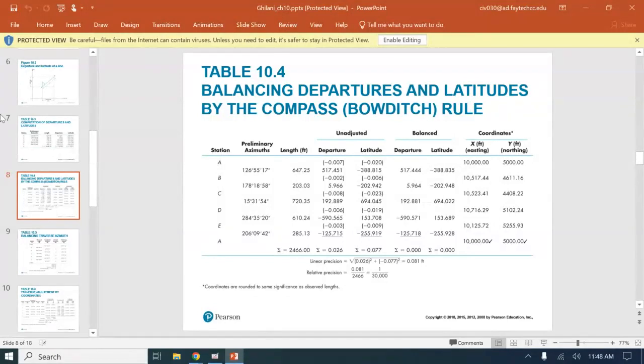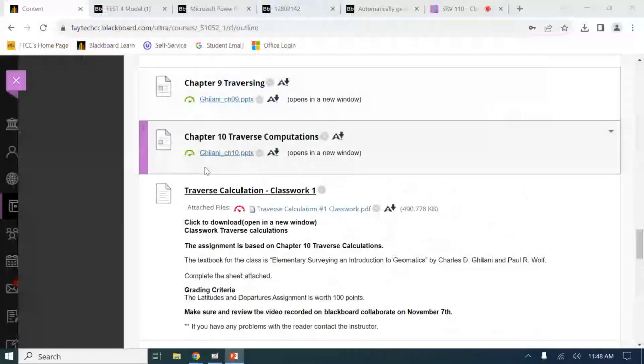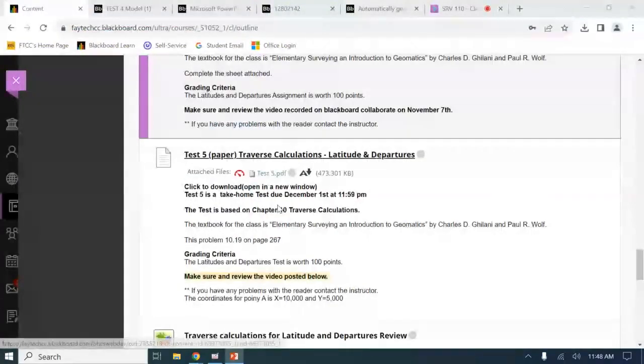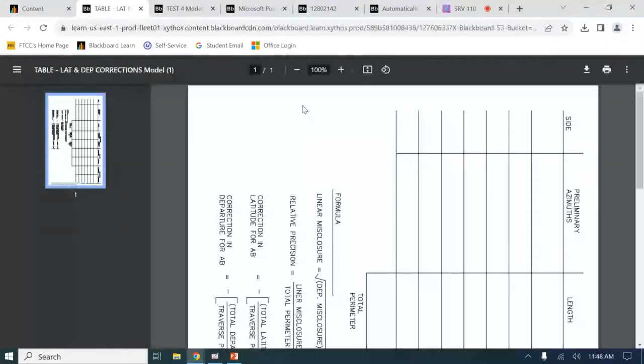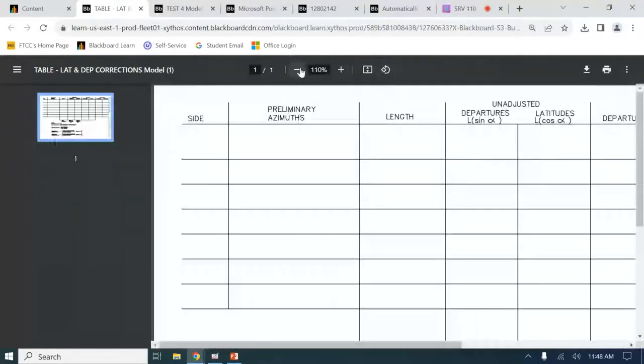There's a sheet that has this in. I've got the adjusted sheet right here, and it had the formulas in there for us. I did side 2 to 3, so I did it like yours: 3 to 4, 4 to 5, 5 to 6, 6 to 1, 1 to 2. I did all the preliminary azimuths, and then I did all my average lengths. The next thing I would have to do is my departures and latitudes.